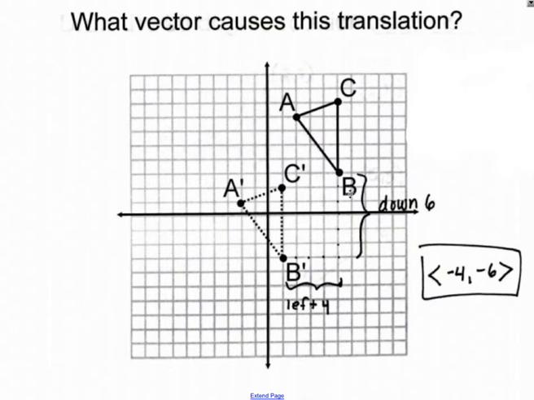What you have to do is you have to pick a point and count where it's moved, the distance up or down and the distance right or left. So I picked point B and I counted down 6 spots. So it has moved down 6, and it also moved left 4 units. So therefore my vector, you always list the right and left one first, is -4, meaning to the left, -6, meaning down.